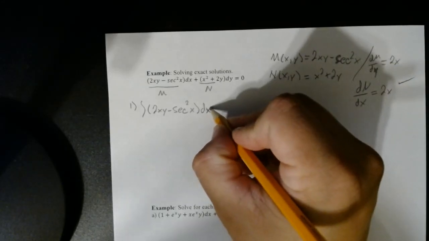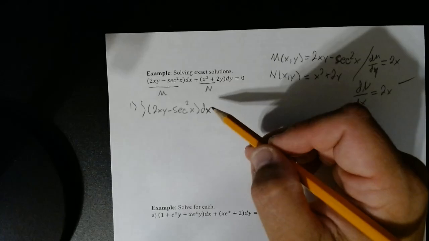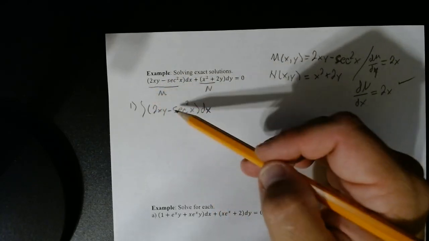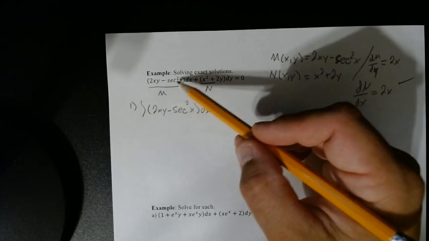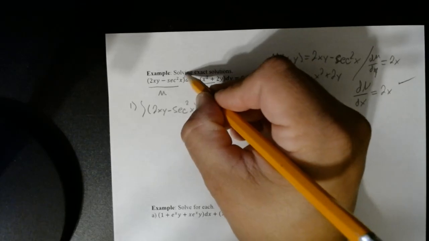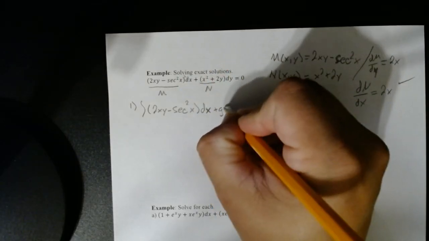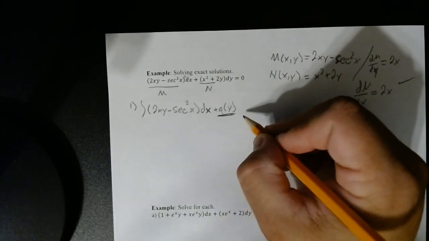Now, we have a bit of a problem. Remember, we want the original f itself. Because this is the partial derivative with respect to x, anything that has only y in it goes away. For example, if it was plus y, taking the derivative of that, it goes away. So what I'm going to do is add plus g of y, a function only in terms of y.